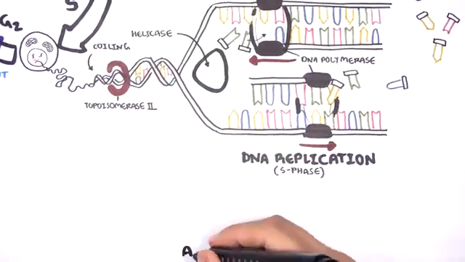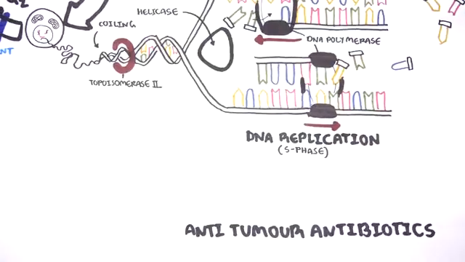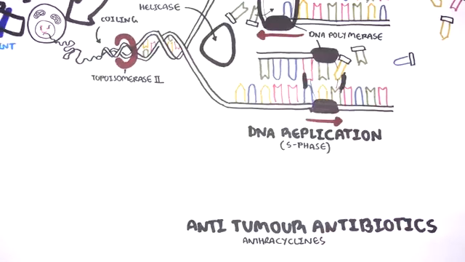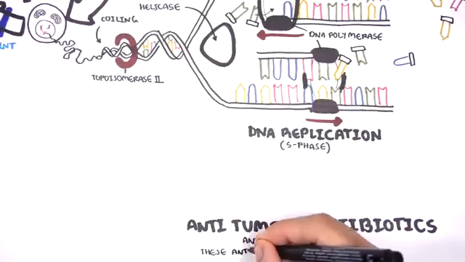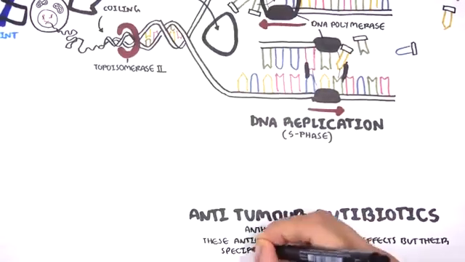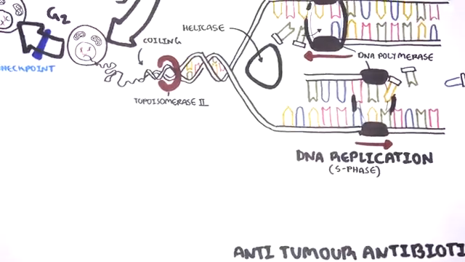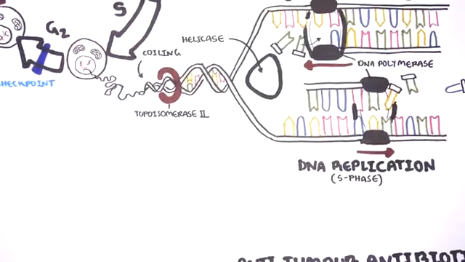The next class are anti-tumor antibiotics. Main ones include a group called anthracyclines. These antibiotics have several mechanisms of action, but their specific mechanism of action is unclear. One effect is that these anti-tumor antibiotics inhibit topoisomerase II.